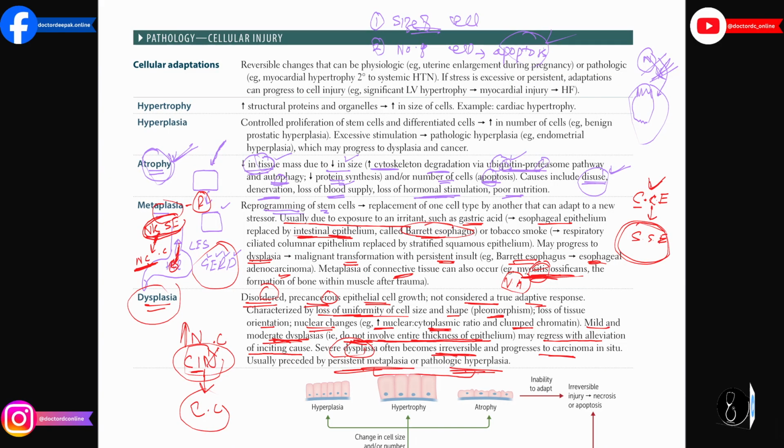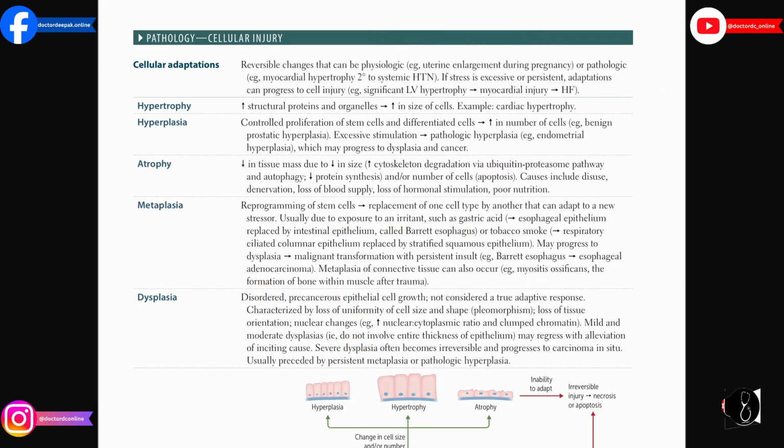And I want to add some important things here in your cellular injury topic. In the cellular adaptation section of First Aid, there are two definitions which they don't mention, but you can write them here: the definitions of aplasia and hypoplasia. So let's take a quick review. What is the difference between aplasia and hypoplasia?